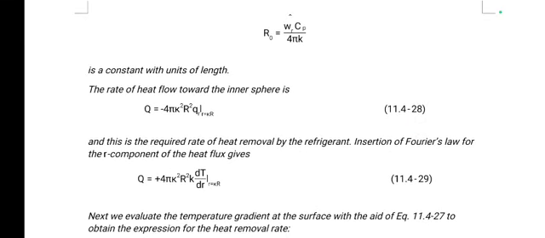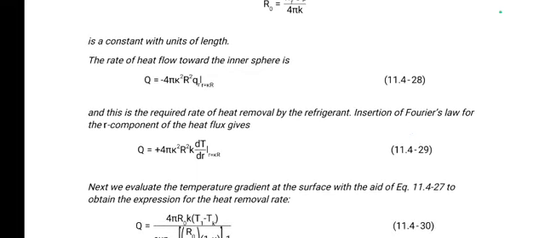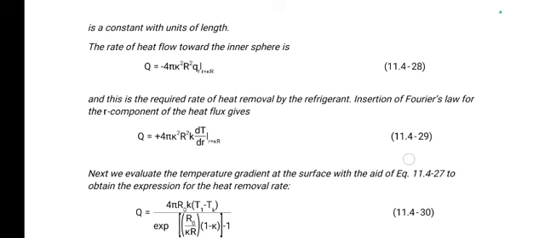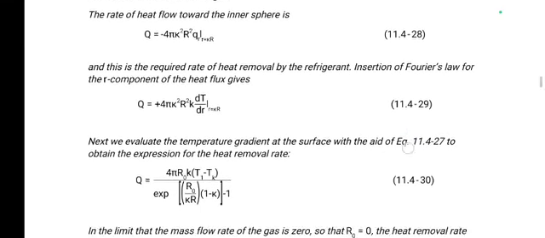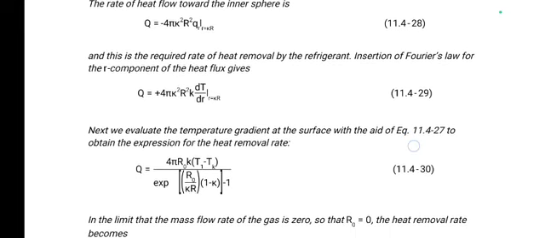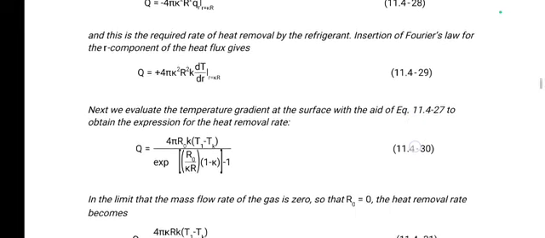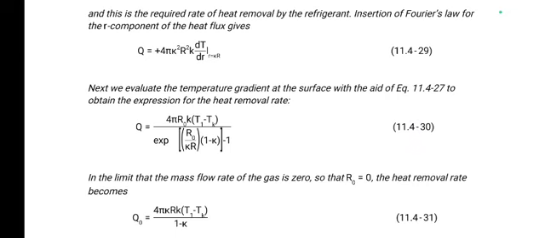The rate of heat flow towards the inner sphere is Q equal to minus 4 pi (kR) squared q_r at r equal to kR, and this is the required rate of heat removal by the refrigerant. Insertion of Fourier's law, the r component of the heat flux, gives Q equal to plus 4 pi (kR) squared k dT by dr at r equal to kR.